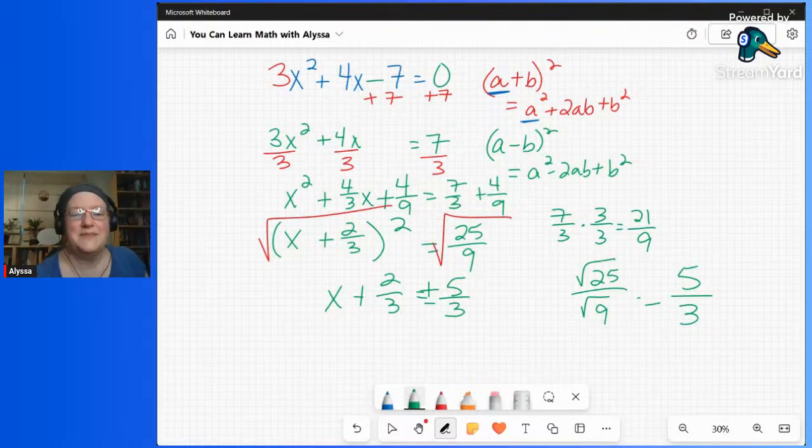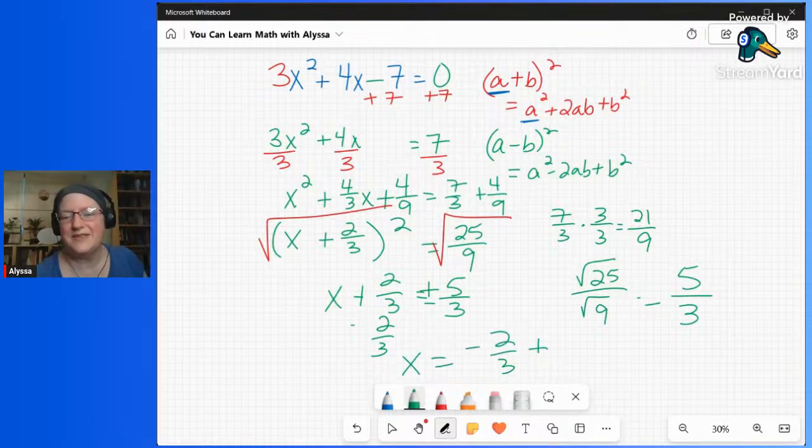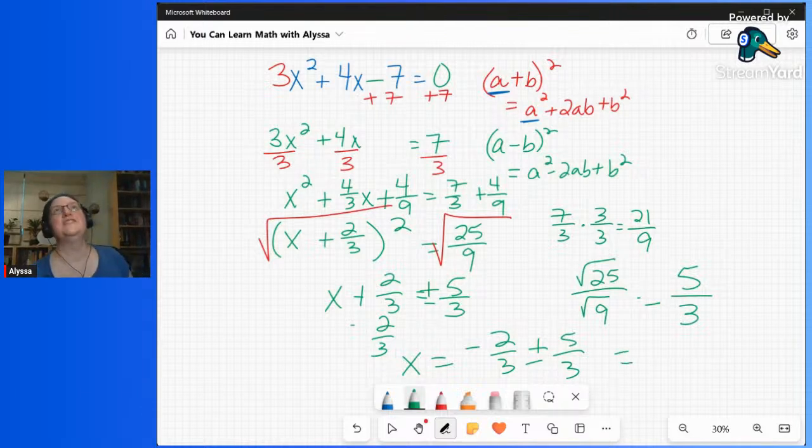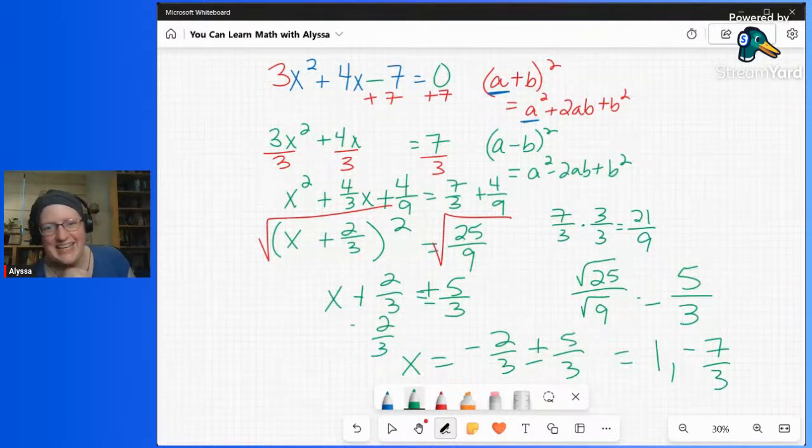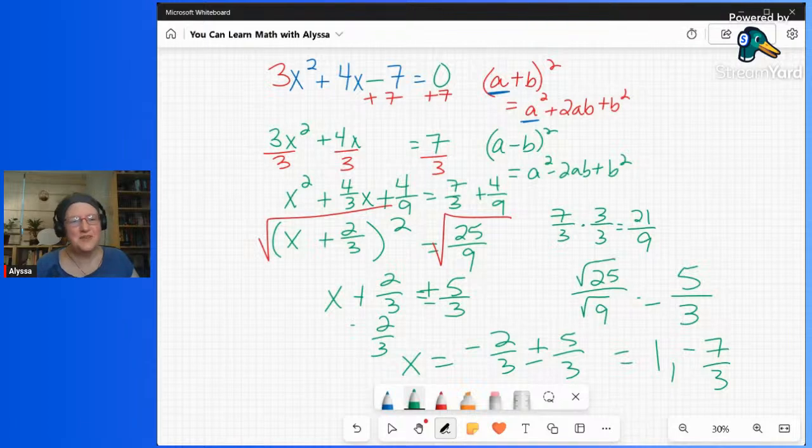So now I'm going to subtract 2/3 from both sides, and you get x is equal to negative 2/3 plus or minus 5/3. So if it was negative 2/3 plus 5/3, that would be 3/3 or 1. And then negative 2/3 minus 5/3 would be negative 7/3. Okay. That turned out so much prettier than I expected it to.